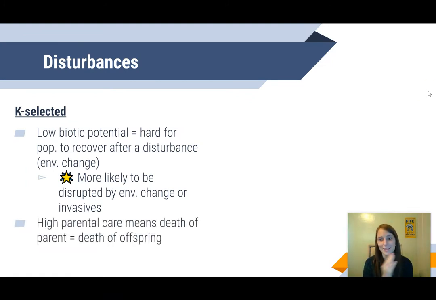And they also get kind of this double whammy, where the problem is because there is high parental care, this means that if the parent dies, we're basically going to assume that the baby's going to die too because it needs that parent to take care of it. So if we're having a disturbance, let's say a hurricane comes in and it kills the mom because a tree falls on the mom or something like that, the baby is then also basically going to die. So it's not just one organism that we're seeing dying here. It's going to be the parent and the offspring, because that offspring for a long time is not going to be able to survive on its own. So disturbances are going to much more impact K-selected species.